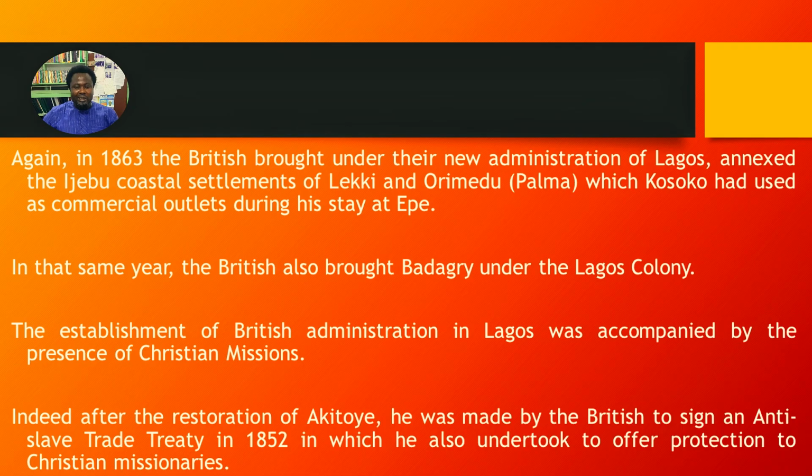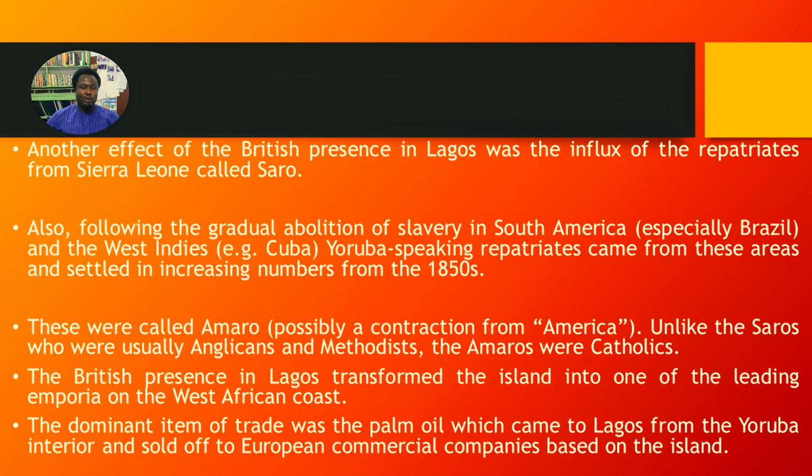So indeed, after the restoration of Akintoye, he was made by the British to sign an anti-slave trade treaty in 1852, in which he also undertook to offer protection to Christian missionaries in Lagos. Another effect of the British presence in Lagos was the influx of repatriates from Sierra Leone, the repatriated slaves from Sierra Leone called Saro. So also, following the gradual abolition of slavery in South America, especially Brazil and the West Indies, Yoruba-speaking repatriates came from these areas and settled increasingly.